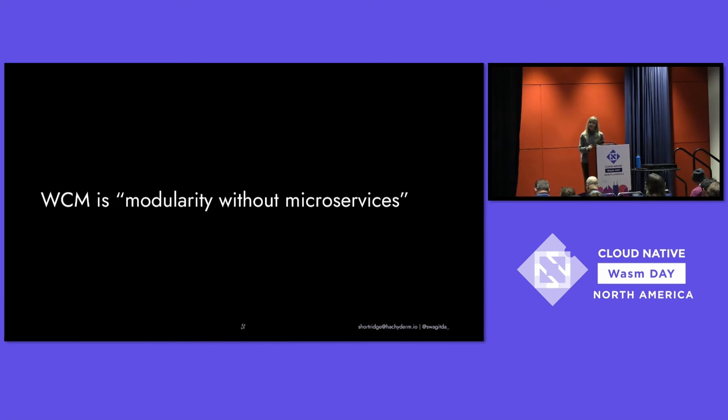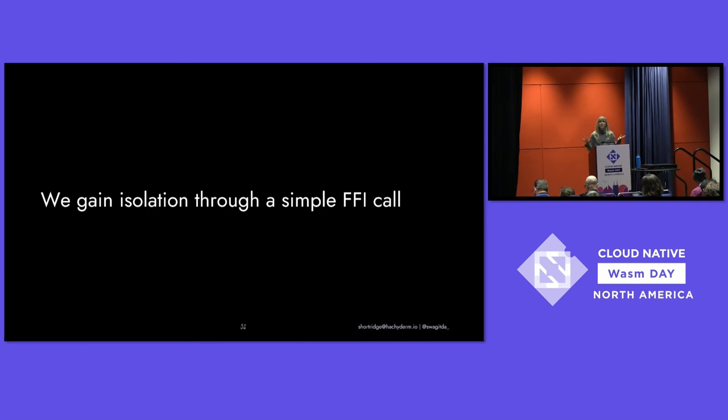This is why my colleague at Fastly, Luke Wagner, refers to the Wasm component model as modularity without the microservices, and I agree. You gain loose coupling, right? Both in terms of memory isolation and even language choice that microservices offer, you get all of those benefits. You also maintain the efficiency of modular monoliths in terms of cross-module calls, and also with much lower memory overhead relative to containers. So we aren't forced to deal with the bulk and overhead, the awkwardness of network RPCs just to gain isolation. We gain isolation through a simple FFI call, which is facilitated by binding generation.